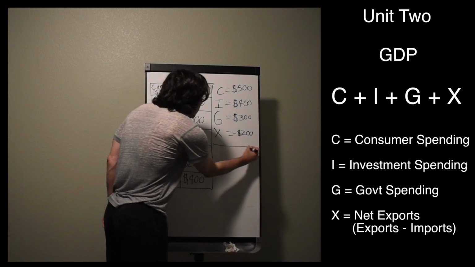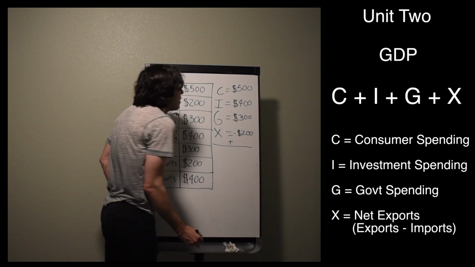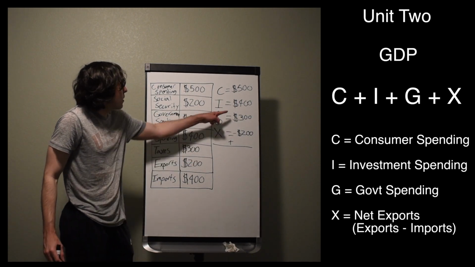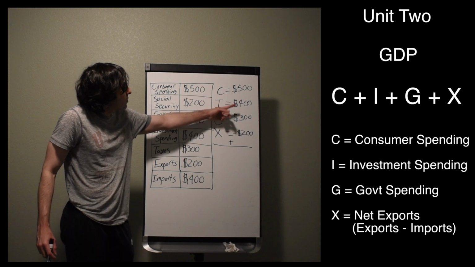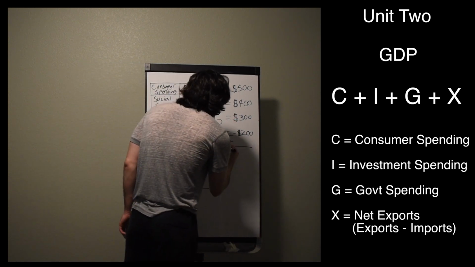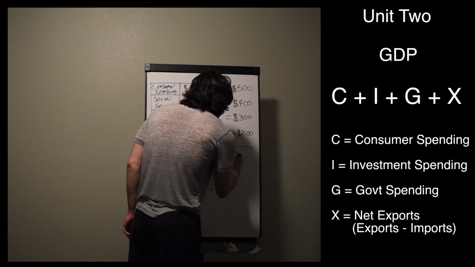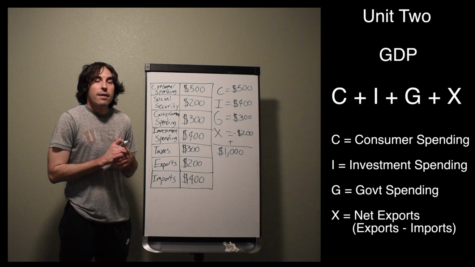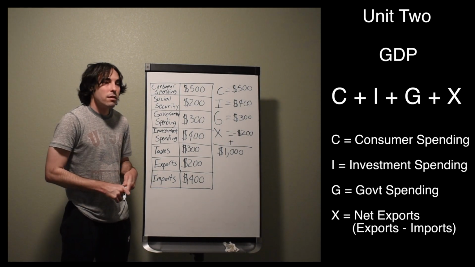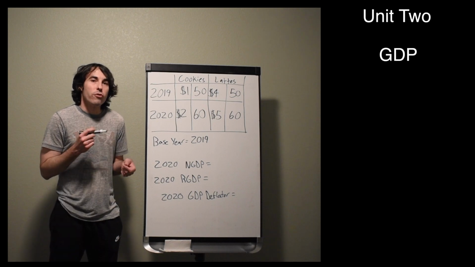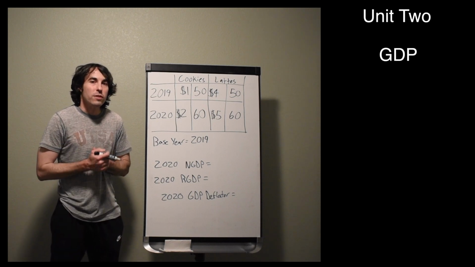Now we just got to add all this up. 500 plus 400 is going to come out to $900 plus the 300, that's 1,200 minus the 200, and that will come out to $1,000 in GDP for this country in this year. Now I'm going to show you the other way to calculate GDP. Next, we'll talk about the other way that we can calculate our nominal GDP and our real GDP and what the difference is between the two.